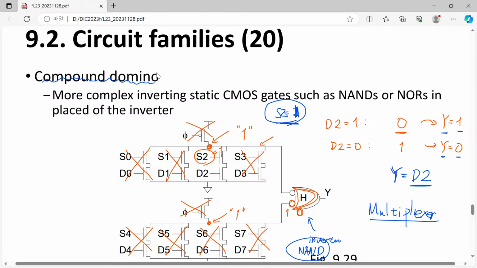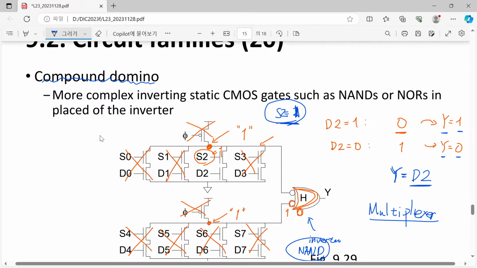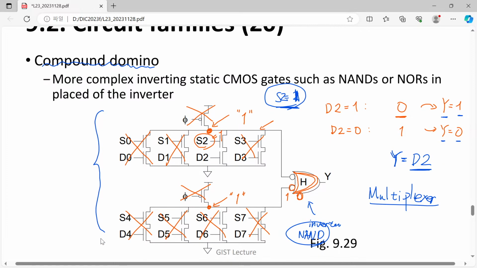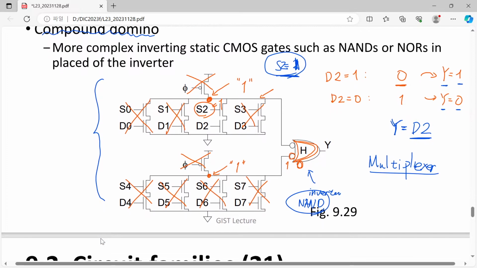And why do we study this one? Of course, the multiplexer is quite important for our digital system, and this kind of implementation with compound domino logic has certain advantages in terms of speed. So that's the reason why we have studied this one.